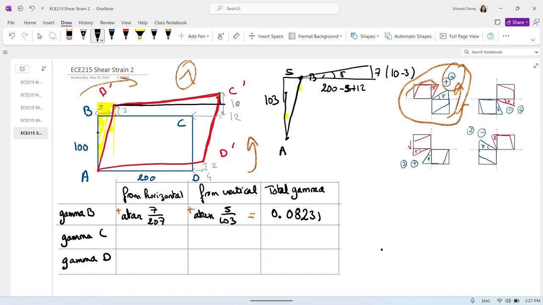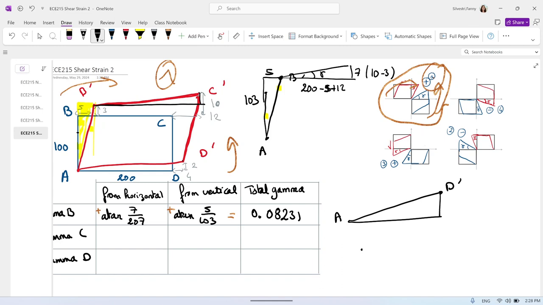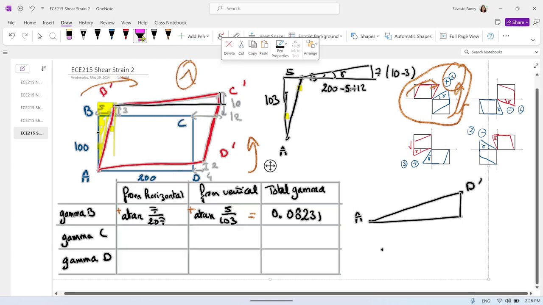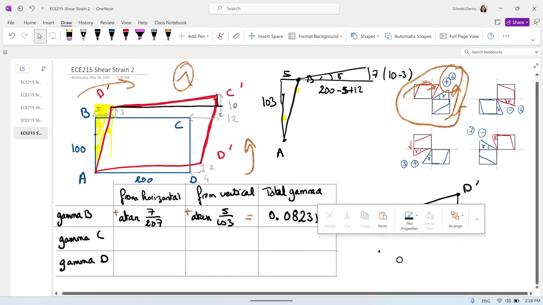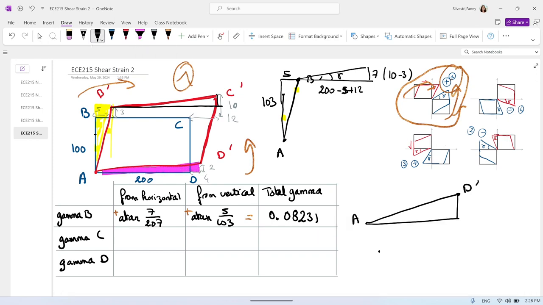Okay, let's go now on point D. I will explain you after why I do point D. So now we are at point D. This is my A D prime, and this is my triangle. Let me do it in red. This is that triangle there. It moves up 2 and 204 on the bottom. So this angle gamma that is with the horizontal will be A tangent of 2 divided by 204.